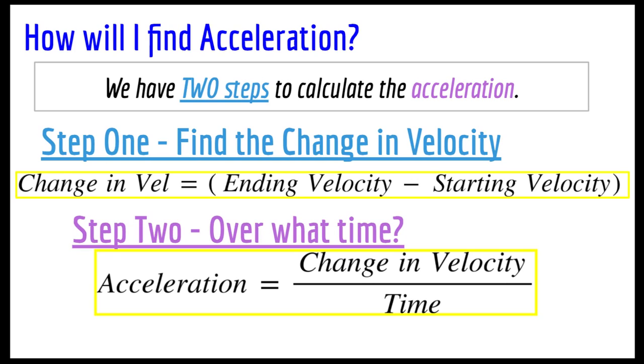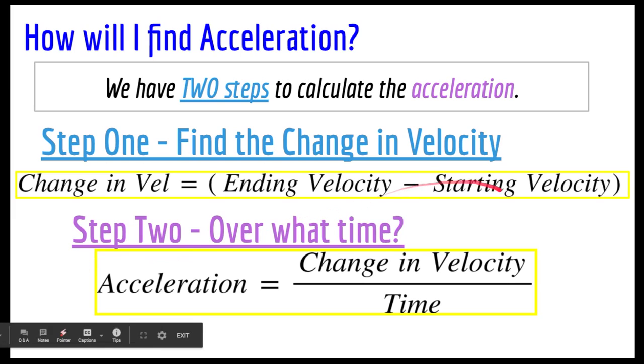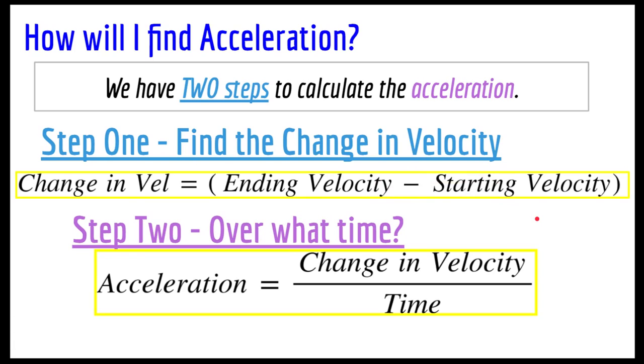Step 1, find the change in velocity. The change in velocity is always calculated the ending velocity minus starting velocity. We can't switch those around or we won't get the correct sign for acceleration. And then step 2 is to take our change in velocity and put it over time. Change in velocity divided by time is acceleration.